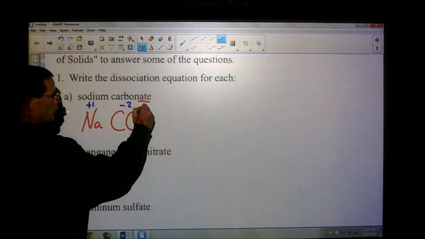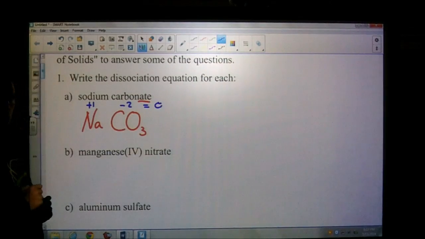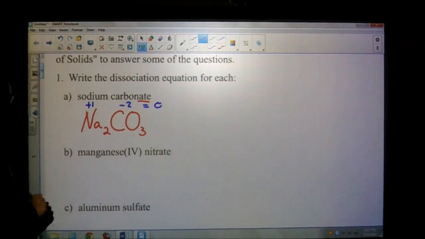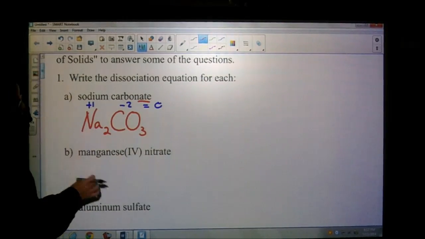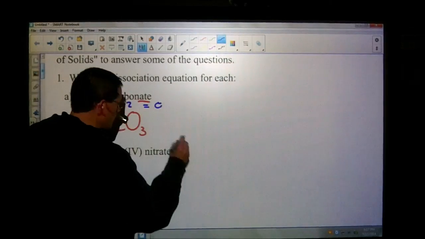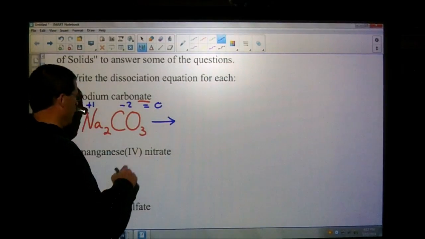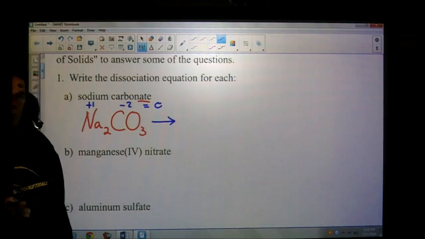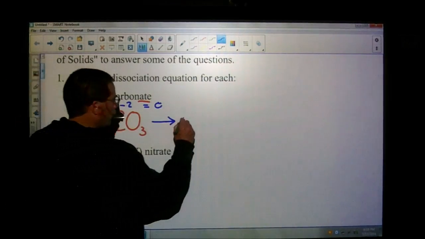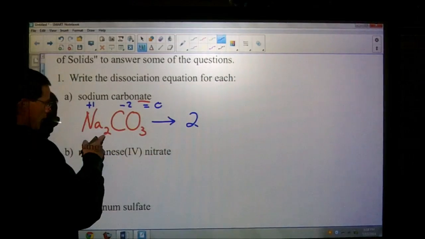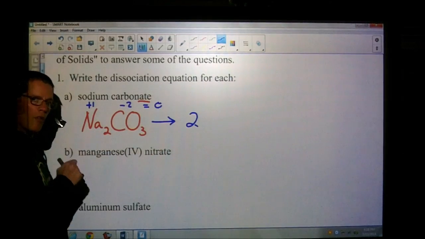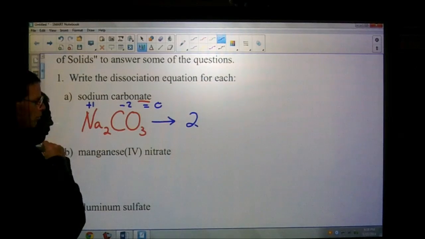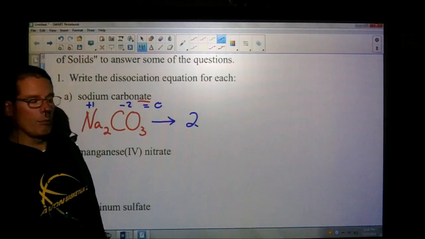So we want to make sure that the algebraic sum equals 0, something that we did earlier on in the year. So in this case here, we have Na2CO3. So 2 sodiums for every carbonate. When you dissociate this, we're going to dissociate these into ions. In other words, charged particles dissolved in water. So we never carry subscripts that are not part of a polyatomic. Make sure you know your polyatomics. And make sure you can differentiate between regular atoms as well.